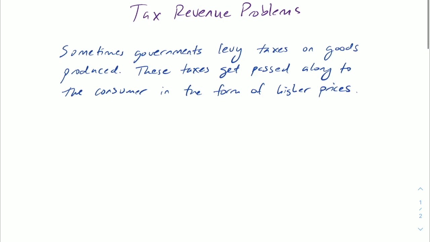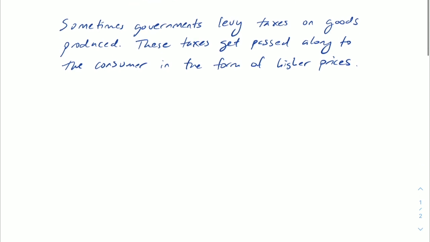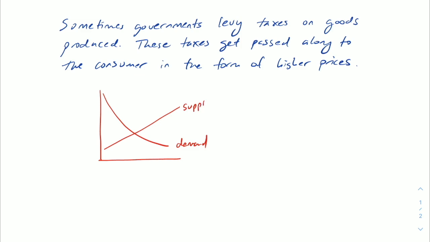All right, so let's draw a picture here. So we have supply and demand curves. Demand curves go down. Supply curves go up. And where they intersect, that's the equilibrium quantity and equilibrium price.